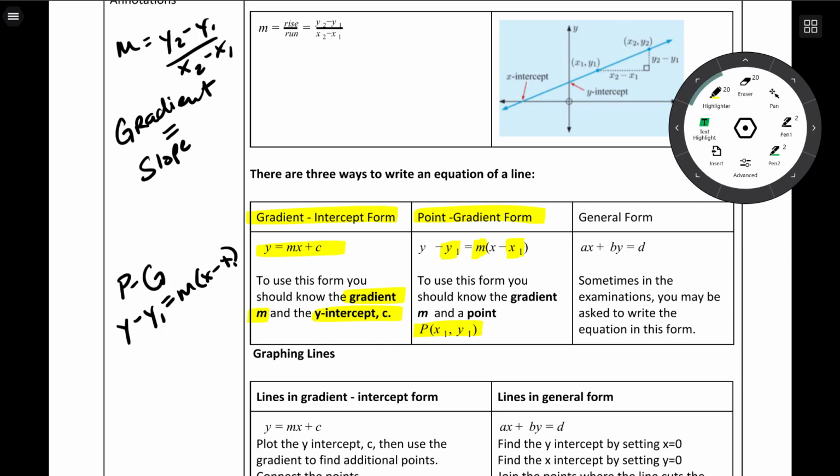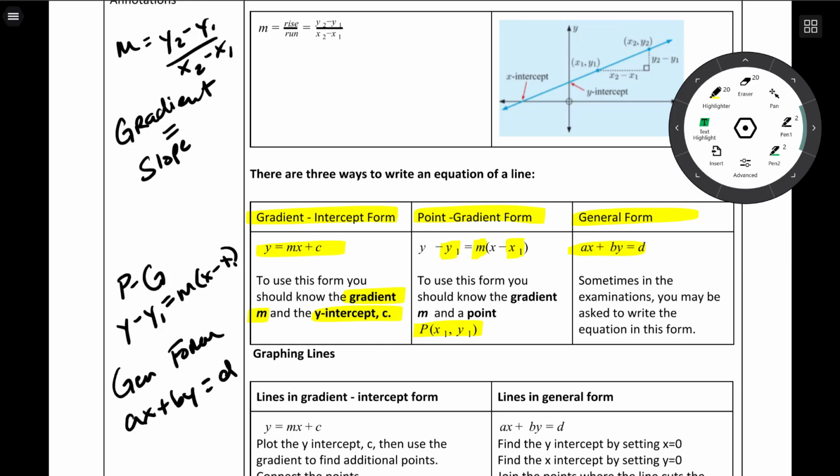And then there's this other one, general form. Now, I've seen these in algebra classes before, but I always got kind of frustrated with it, and I didn't really see the point of it, but it is on a lot of IB examinations. So there's general form. I'm going to write that down too. That's ax plus by equals d.